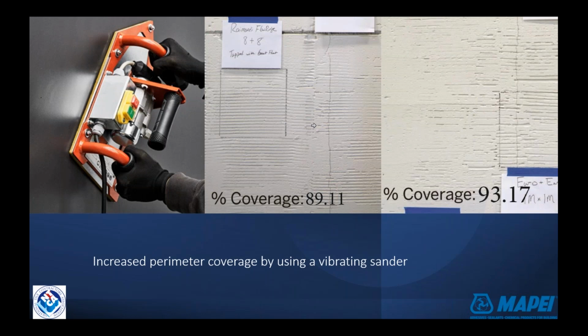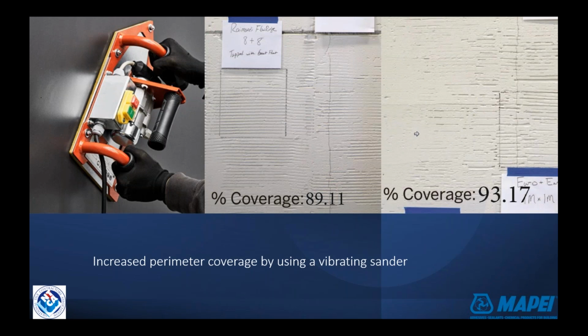This one here shows you, we used a Romandi flow ridge trowel, both 8, and then tapped in with a grout float here. And on this one, you used the vibrating sander. You can see how much better the coverage was.